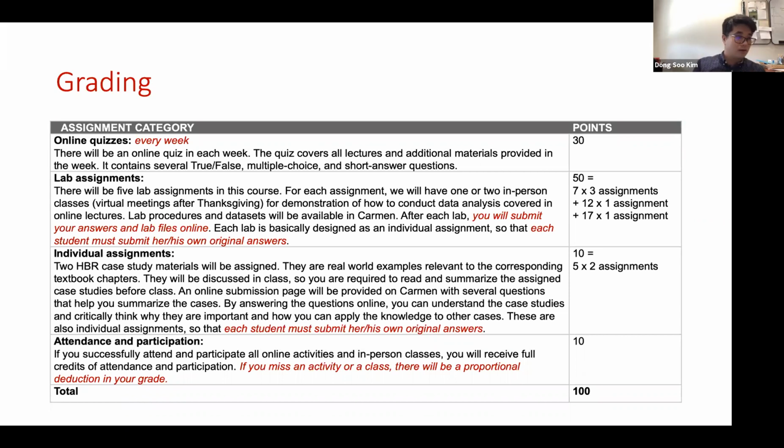Fourth, attendance and participation. To receive full credit of attendance and participation, you have to successfully attend and participate in all online activities and in-person classes. If you miss an activity or class, there will be a proportional deduction in your grade.